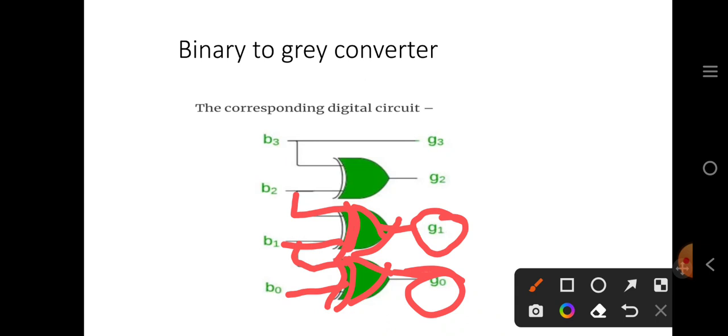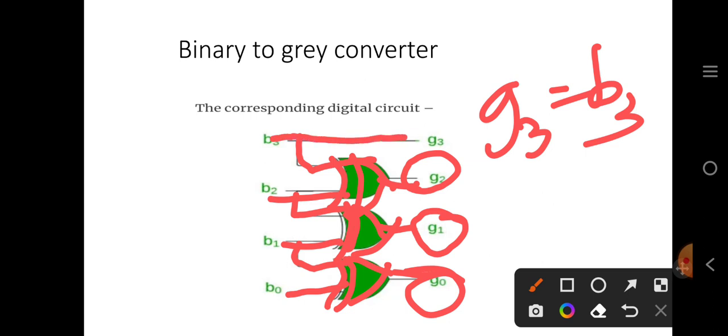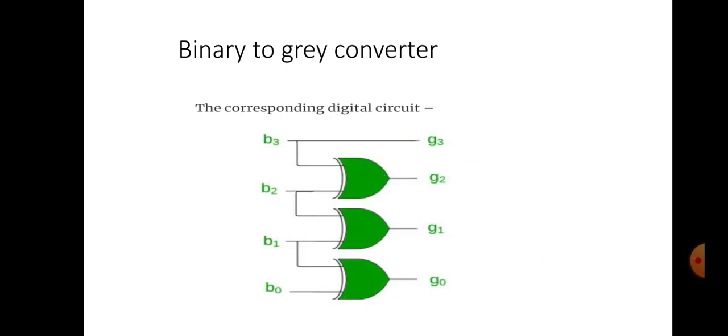Now the equation for G2 was B3 and B2 both given to the XOR gate. So we got the third equation, and the fourth, G3, was equal to B3. So simply take B3 as equal to G3. So this is the corresponding binary to gray converter circuit.